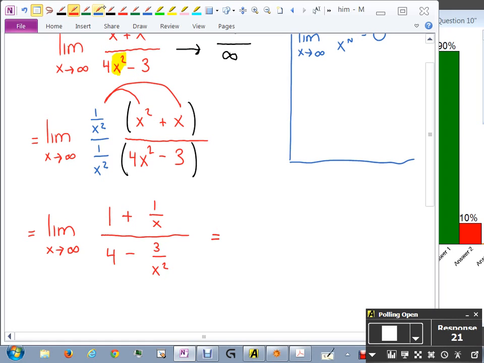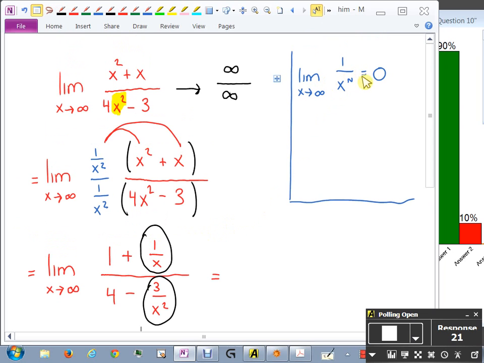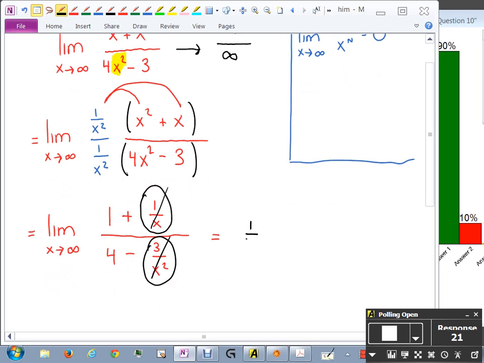Take the limit. These two pieces, 1 over x and the 3 over x squared, both fall into this category of being a fixed number divided by x to a positive power. 1 divided by a huge number goes to 0. 3 divided by a huge number squared is going to 0 also. So these essentially vanish from the problem after you take the limit, and all that's left is what? 1/4.